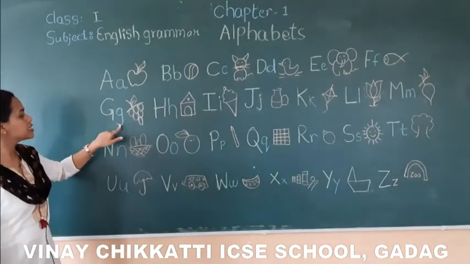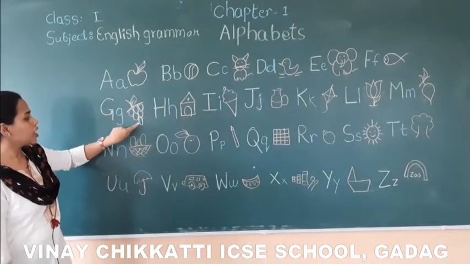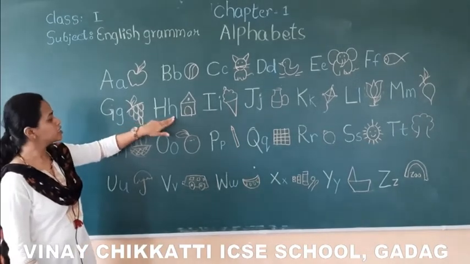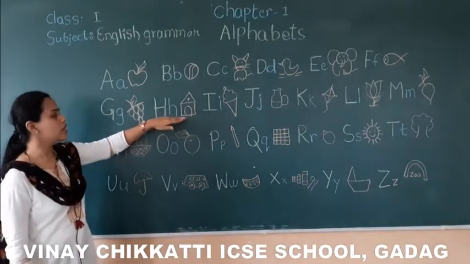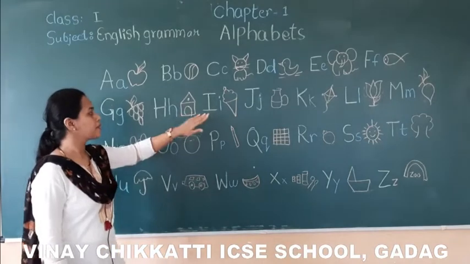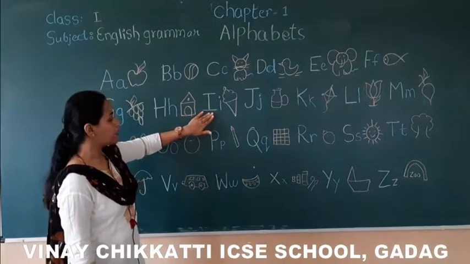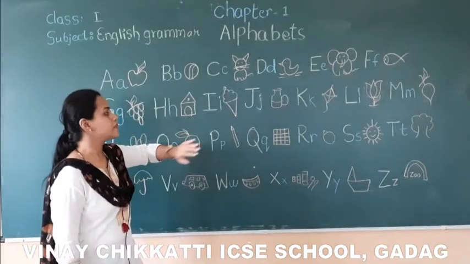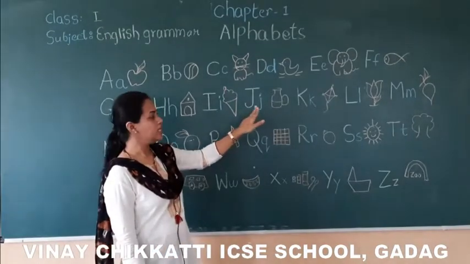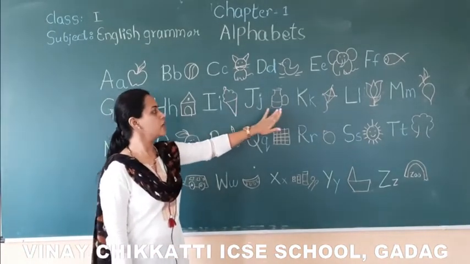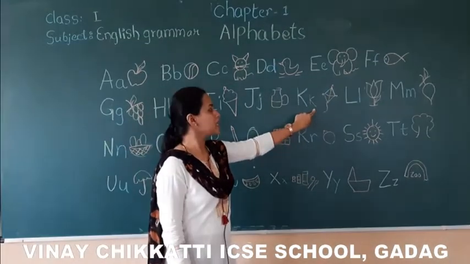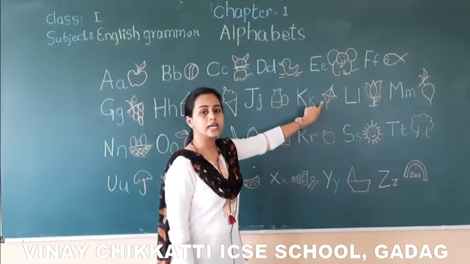Capital G, small g. G for grapes. Capital H, small h. H for house. I, big capital I, small i. I for ice cream. Capital J, small j. J for jug. Capital K, small k. K for kite.